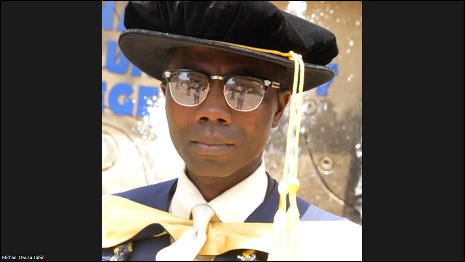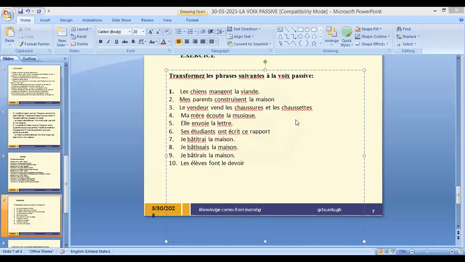Oui. Vous êtes là? Je crois que vous pouvez voir maintenant. Can you see the exercise? Vous devez transformer les phrases suivantes à la voix passive. Transformer à la voix passive. Class, can you see my screen? Yes, sir. Bon, please can you see?